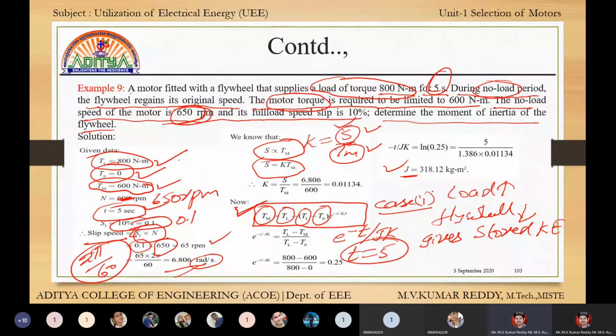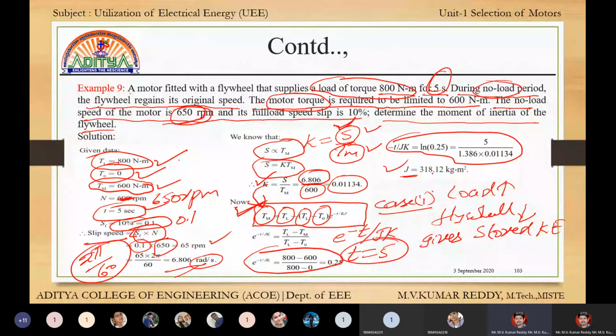Now substitute here: 6.806 divided by 600 is equal to 0.01134. Now we have found the value of K. Now substitute all values in this final equation, and from this we find the value of J. J is 318.12 kg meter square.